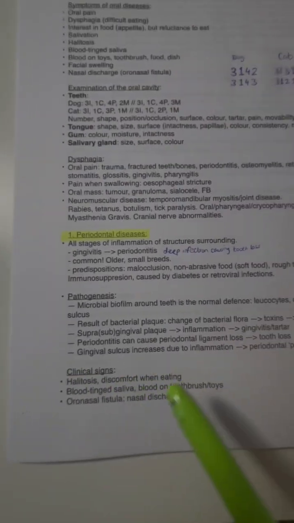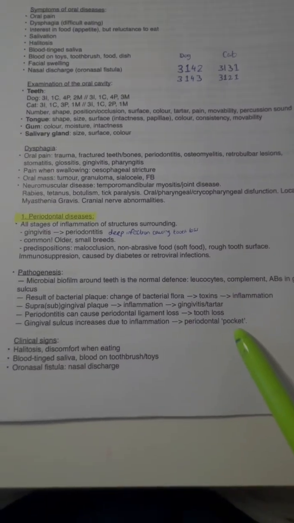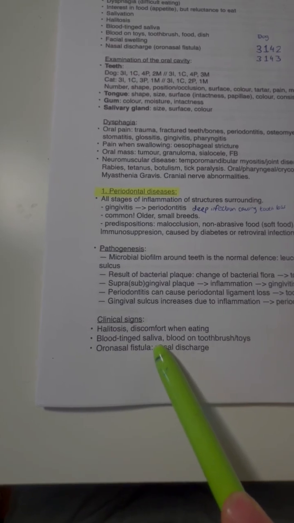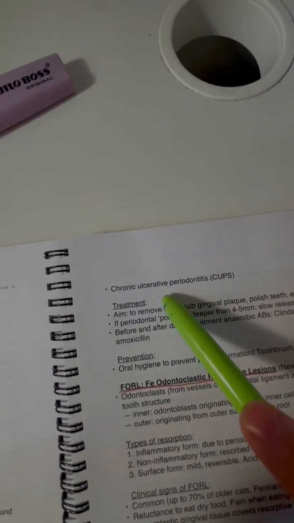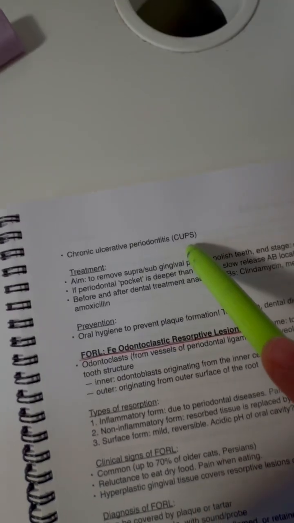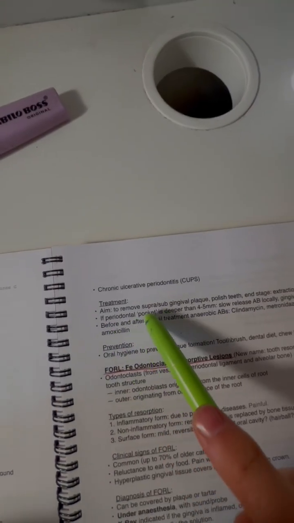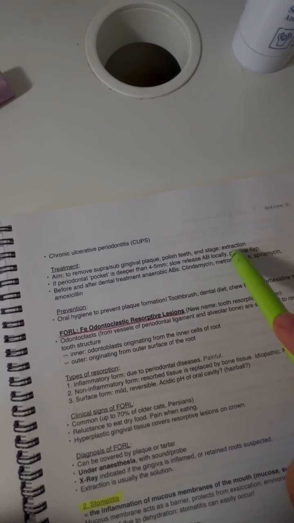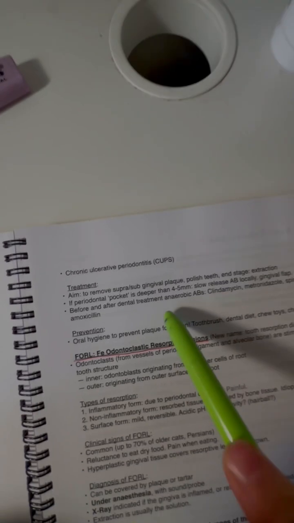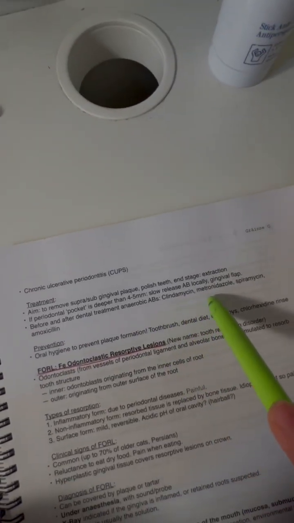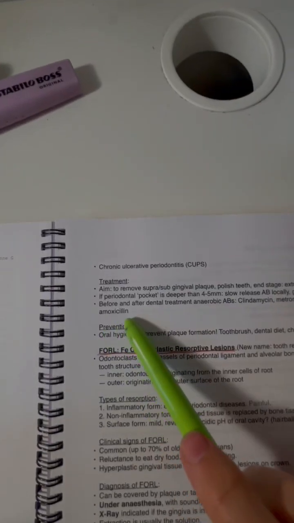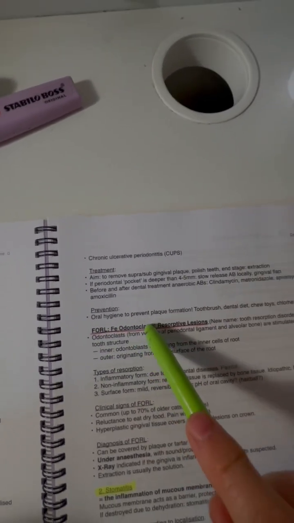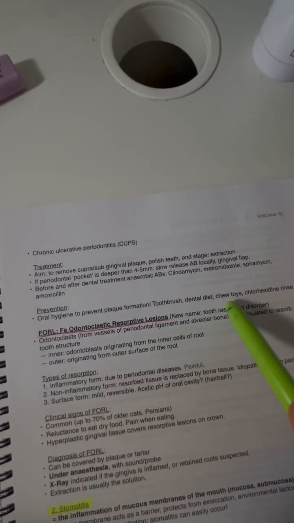The gingival sulcus can deepen due to the inflammation, which causes a periodontal pocket. The clinical signs are halitosis, discomfort when eating, and blood-tinged saliva. And there can also be chronic ulcerative paradental stomatitis, CUPS. The treatment is to aim to remove the supra or subgingival plaque and polish the teeth, and if it's end stage, you extract the teeth. Before and after the dental treatment, give anaerobic antibiotics such as clindamycin, metronidazole, and amoxicillin. For prevention, practice good oral hygiene to prevent plaque formation, such as toothbrushing, dental hygiene, and chew toys.